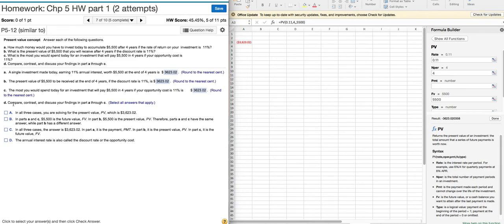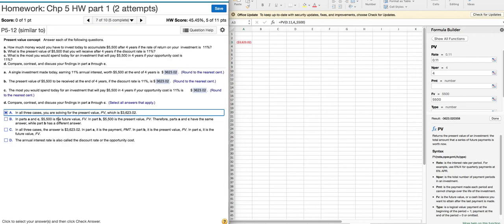Okay. And part D, compare, contrast, and discuss your findings. So watch out for notes like this that say to select all. So it may say to select the best answer, or sometimes like this it says to select all answers that apply. So in all three cases, you're solving for present value. That's true. In parts A and C, $5,500 is the future value. In part B, $5,500 is the present value. Therefore, parts A and C have the same answer.